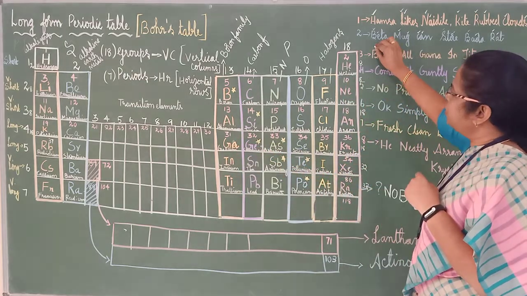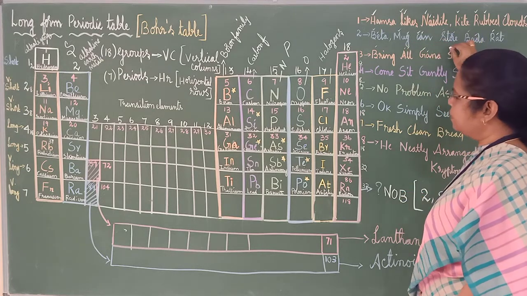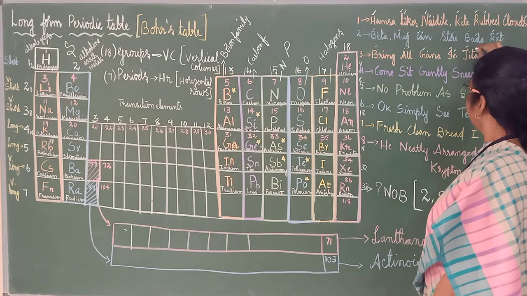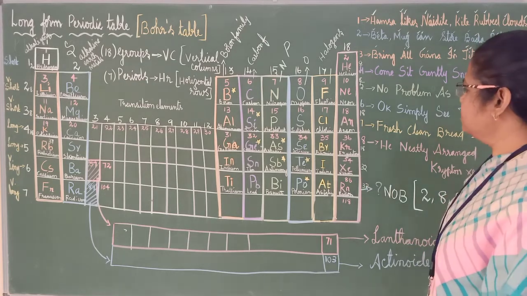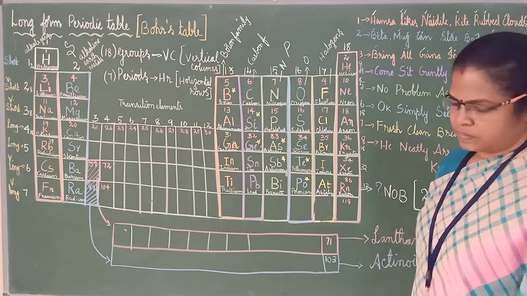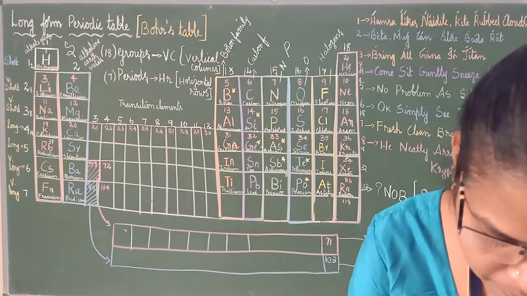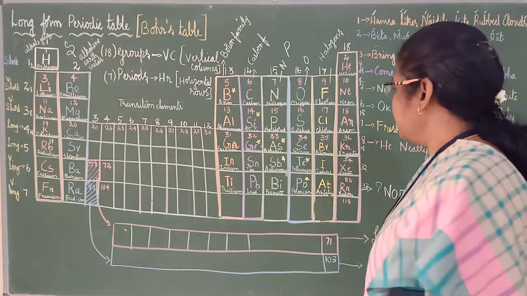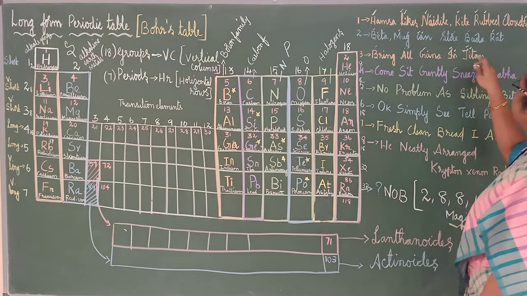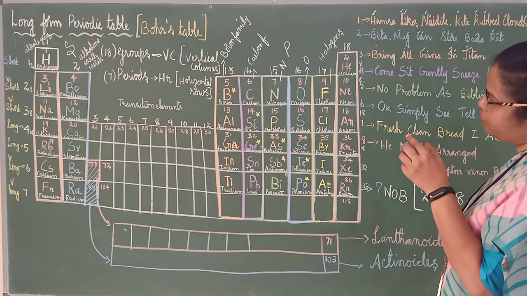See. B for boron, Al for aluminium, Ga for gallium, In for indium, Ti for thallium. Okay. So thallium. That's what T and I. Bring all Ghana in Titan. That way you can remember. Then which is the next family?